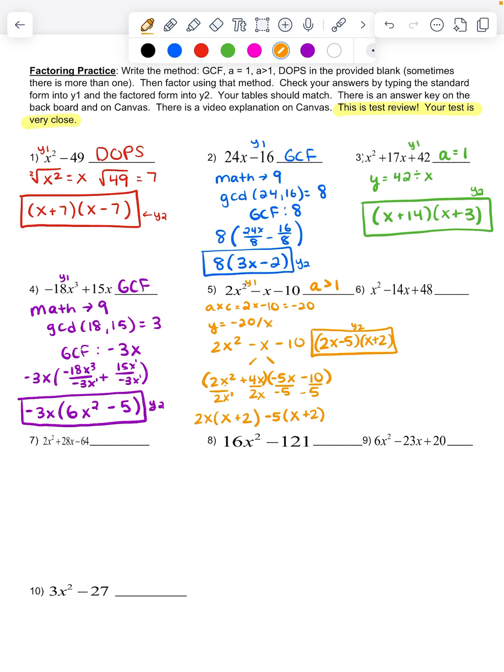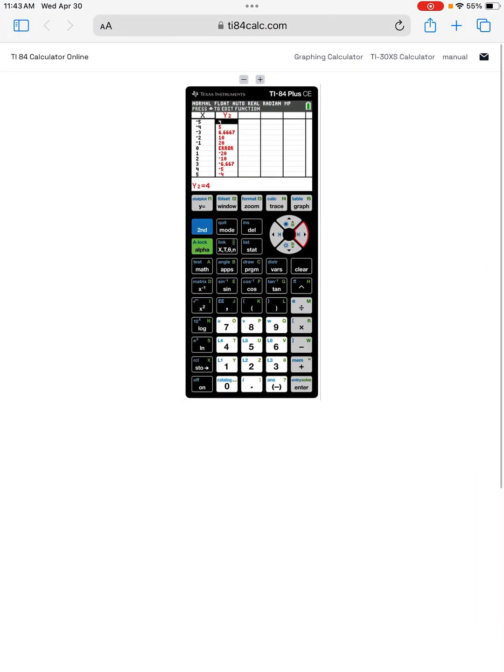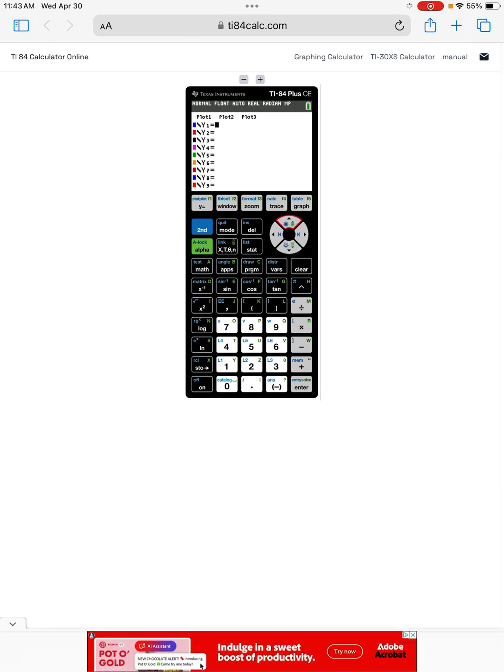My next one is a trinomial. There are 3 terms here, but the first term doesn't have a number in front, so it's like a 1. So this is an a equals 1 problem. And to factor an a equals 1 problem, you go to your y equals screen and you take your c term and you divide it by x. And I'm looking for things to add to negative 14. So I'm going to do a 48 divided by x. And side by side, I'm looking for something to add to negative 14.